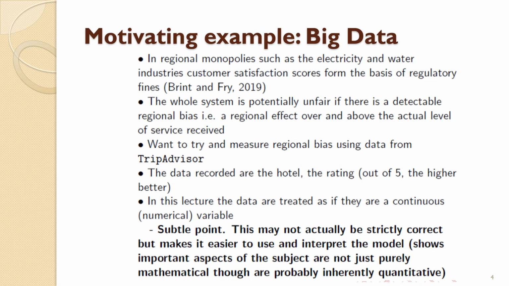So we've got this motivating example, which does come from a genuine industrial problem. In regional monopolies such as electricity and water industries in the UK, customer satisfaction scores form the basis of regulatory fines. Now the whole system is potentially unfair if there is a detectable regional bias, i.e. in this case a regional effect over and above the actual level of service received. So what we're trying to do here is measure regional bias using data from TripAdvisor, itself a big subject in its own right.